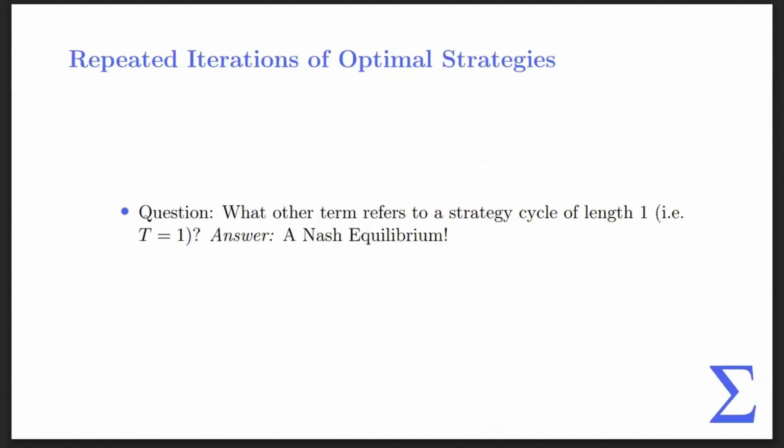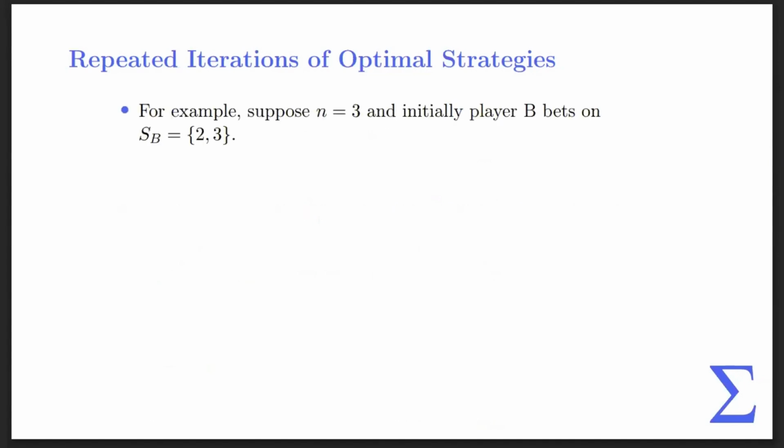Nice. Yeah, it's a Nash equilibrium. Because a strategy cycle of length 1 essentially means neither player wants to deviate from their current strategy. So they always stay at the same place, both using the same strategy. That's a Nash equilibrium. So let's do an example.